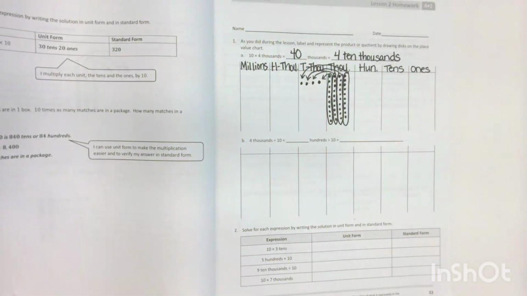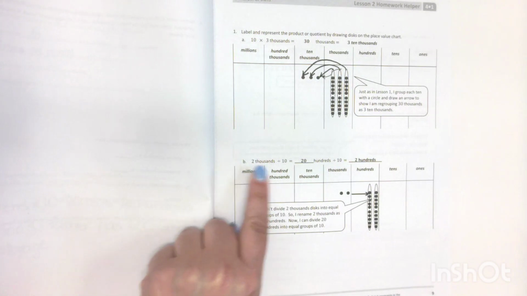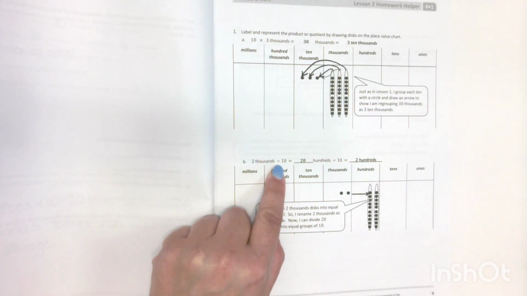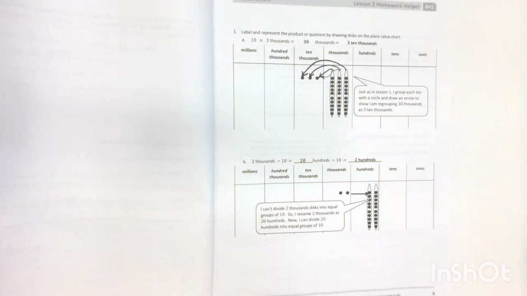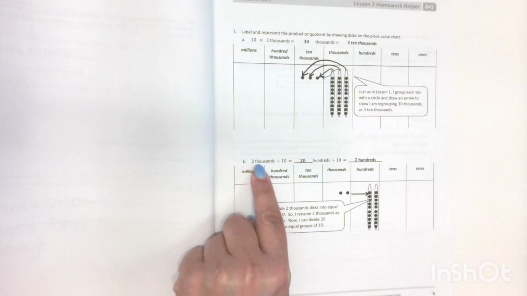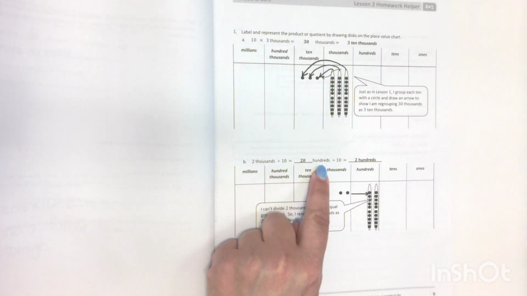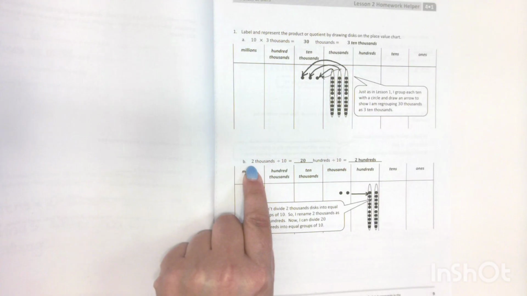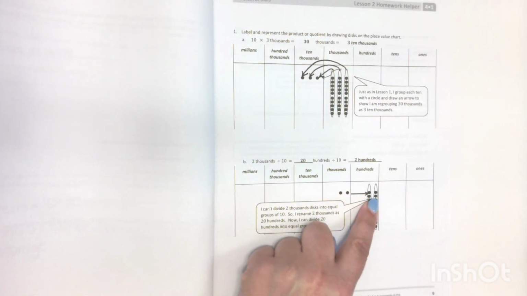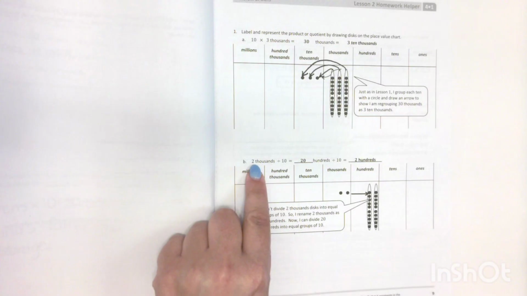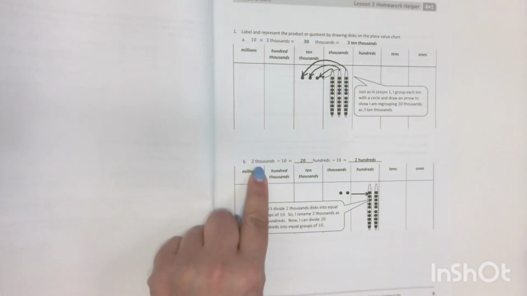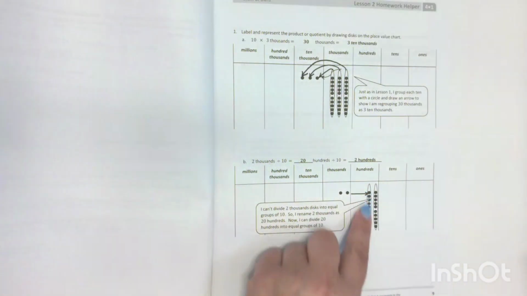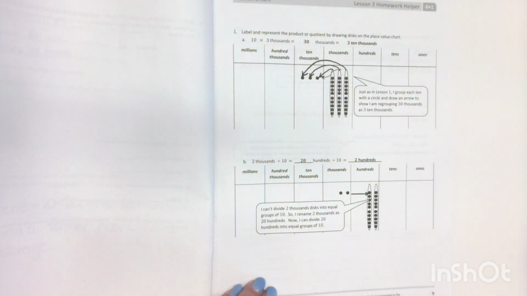For the next problem, let's look back at the homework helper again. Go back to page 9 and look at letter B. We're on to division. It says 2 thousands divided by 10 equals 20 hundreds divided by 10. This is renaming. 2 thousands can be renamed as 20 hundreds. You can decompose 2 thousands discs into hundreds discs. If you just had 2 of something, you can't divide by 10.